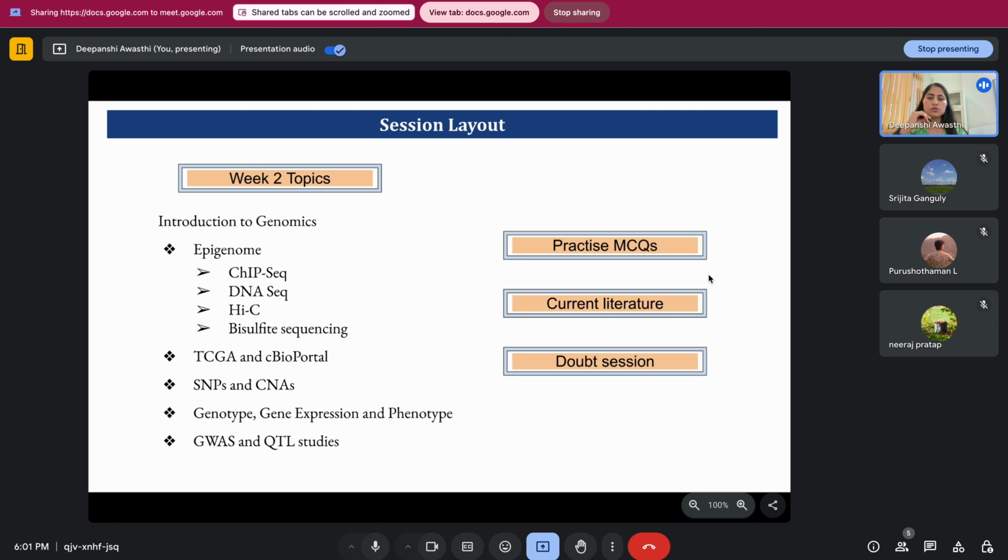So in week 2 you have gone through epigenome, ChIP-Seq, DNase Seq, Hi-C, bisulfite sequencing. So you have gone through all these methods, how to study epigenome, and then you have also looked into TCGA and cBioPortal and why and how they are used. Then you have also looked into SNPs and copy number alterations. Along with this you have studied genotype, gene expression and phenotype, how these are all linked, and the different methods to study these things and their interactions. Then genome-wide association studies and QTL studies. So we will look into them one by one.